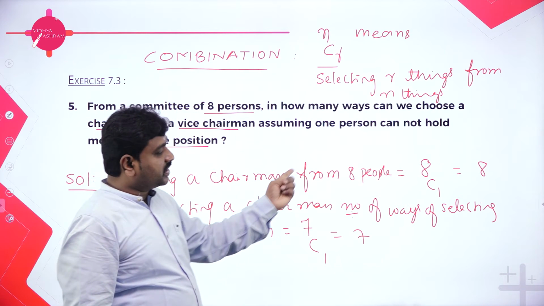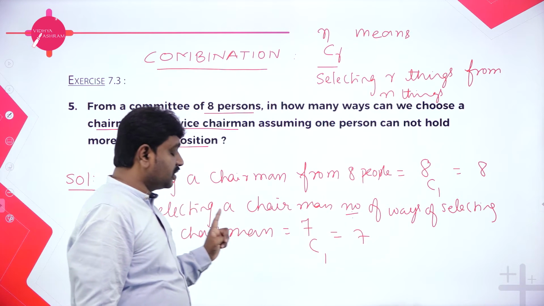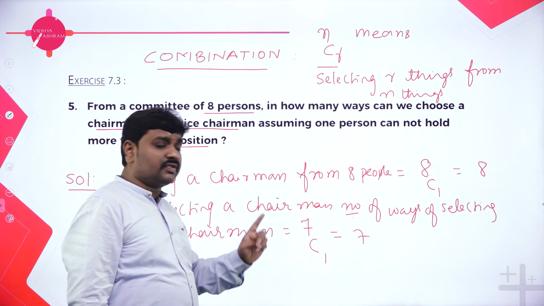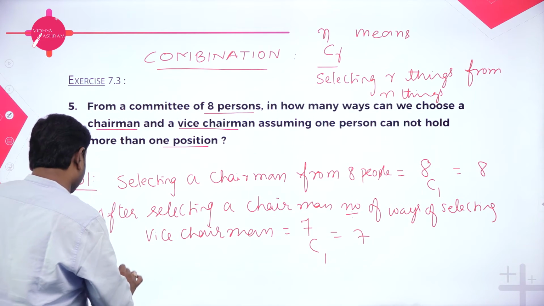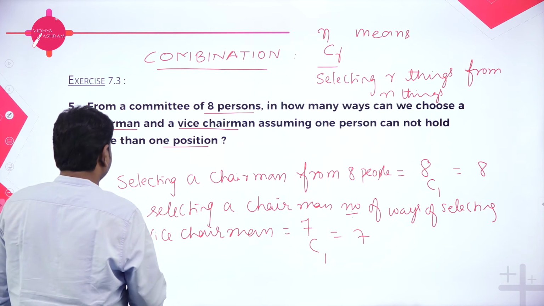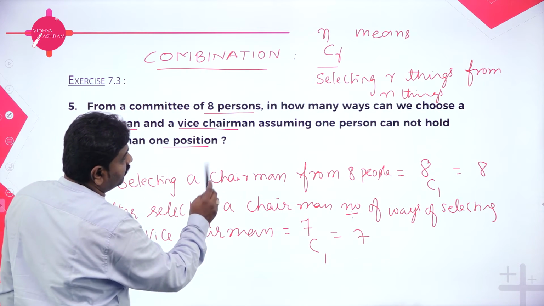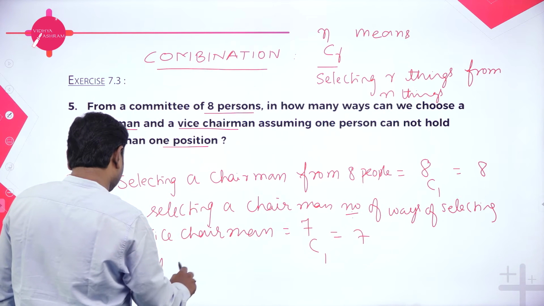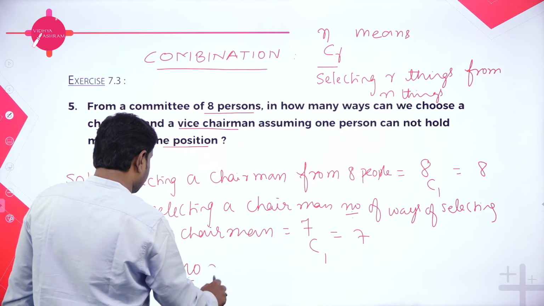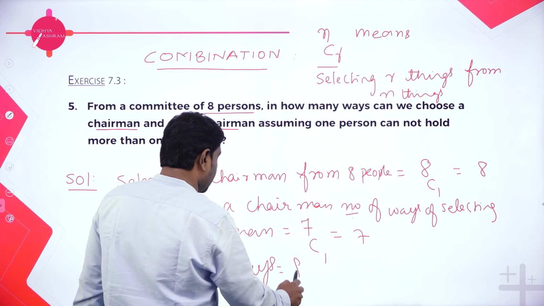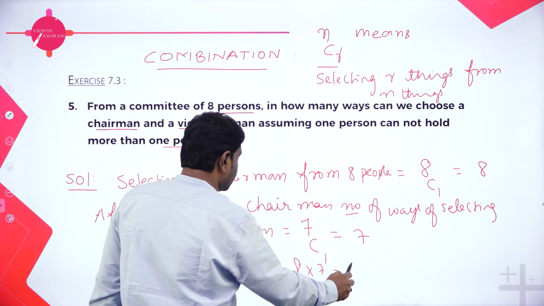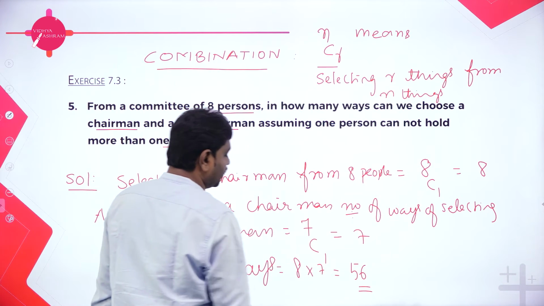So number of ways of selecting chairman, 8 ways. Number of ways of selecting vice chairman, 7 ways. Total number of ways is the product of these two. Total number of ways is equal to 8 into 7. 8 7s are 56. 56 ways are there.